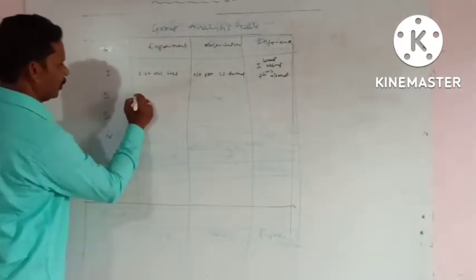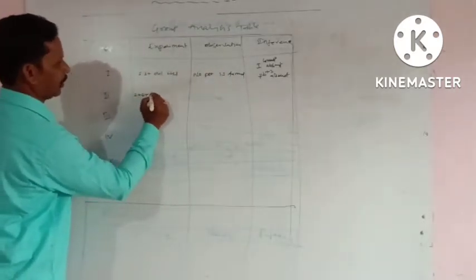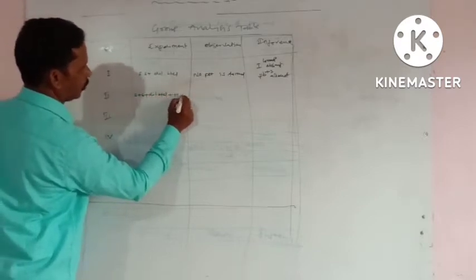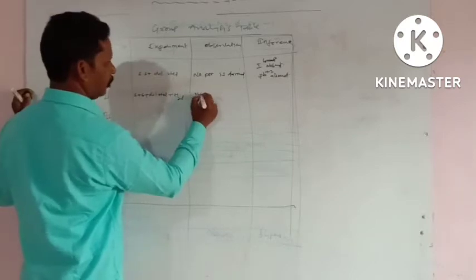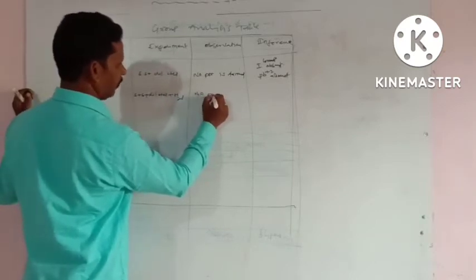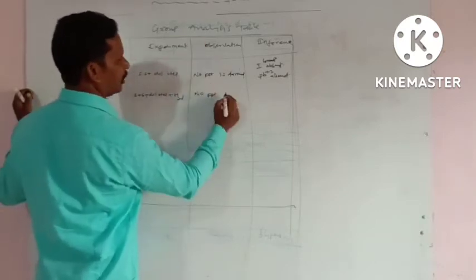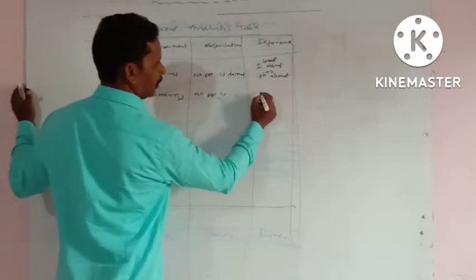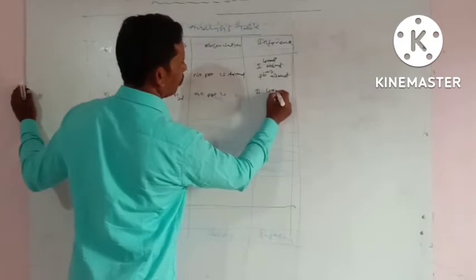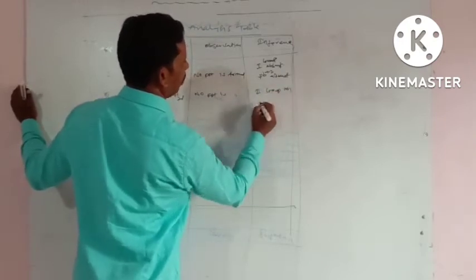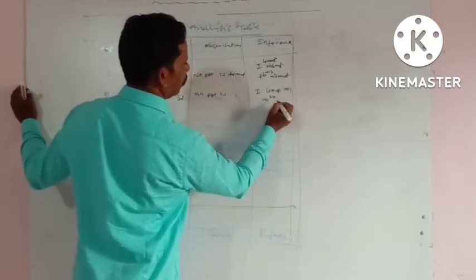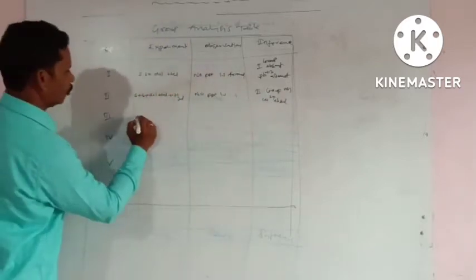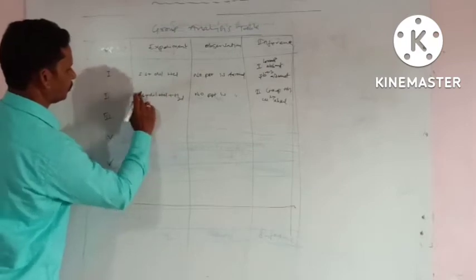For the second group, salt solution plus dilute HCl and also H2S. Here also maybe no PPT is formed, suppose we are writing for the first salt. And here the second group absent, and which one is it? Copper 2+ absent.